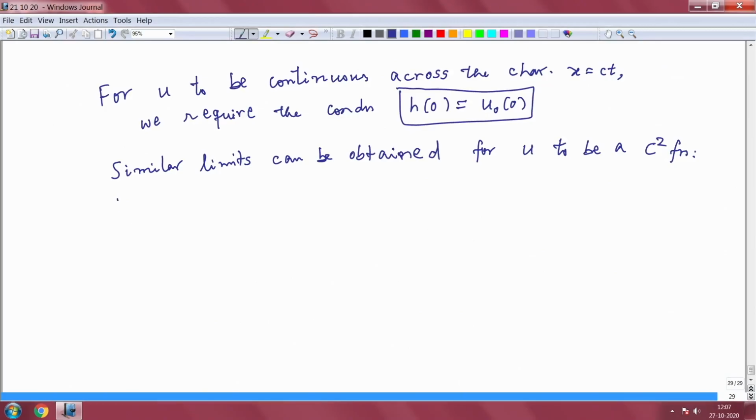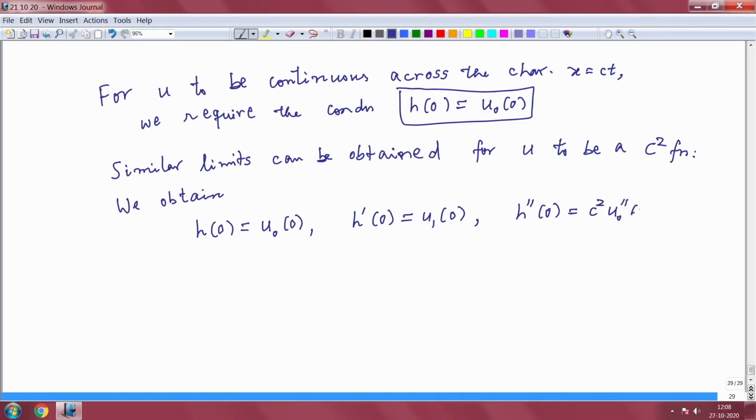So, we obtain, this is a bit of work. We have to do some computation. Let me write the first condition: h(0) is equal to u_0(0), then h'(0) equals u_1(0), and h''(0) is c square u_0''(0). Just check that.